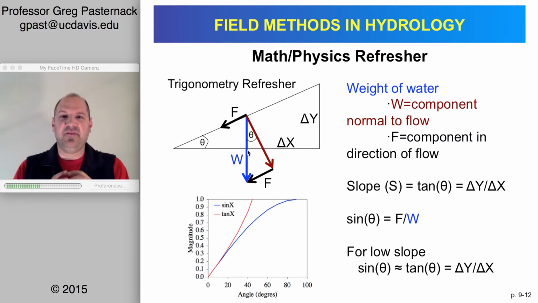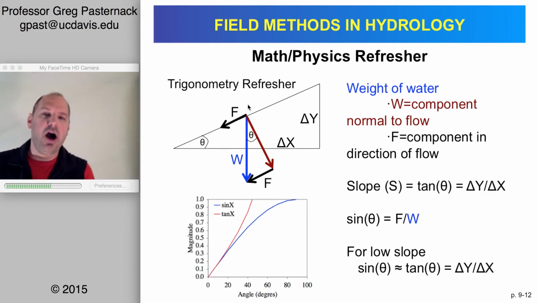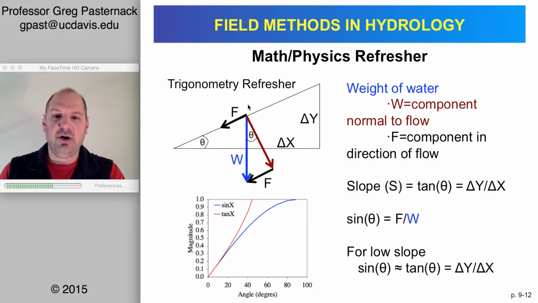Because water is deformable, its weight will deform and flow as rivers do, and it is that force of gravity acting on the deformable medium that causes water to move downhill at a certain discharge. So we can take that weight of water and break it up into two components: a component that's moving down the river, called F, shown here with a black arrow, and a component that is normal to the flow.